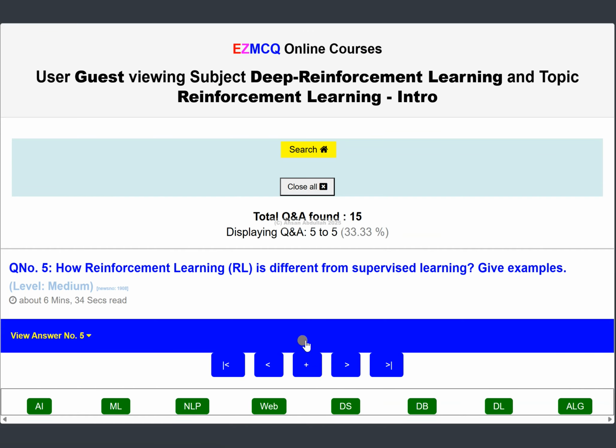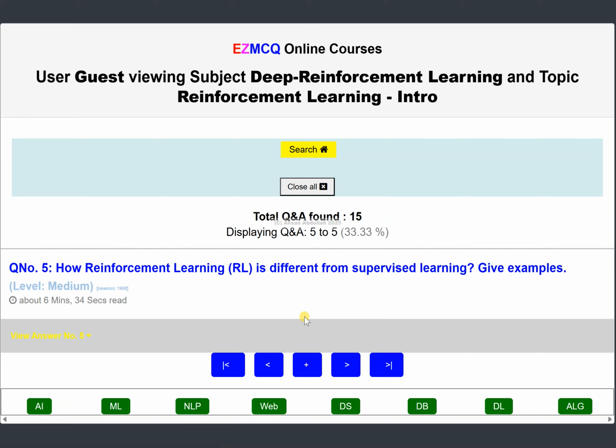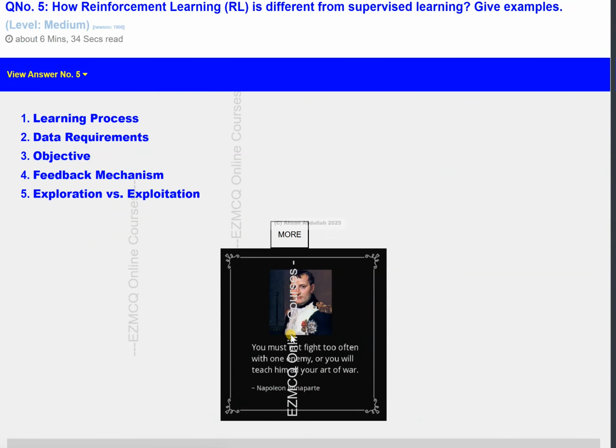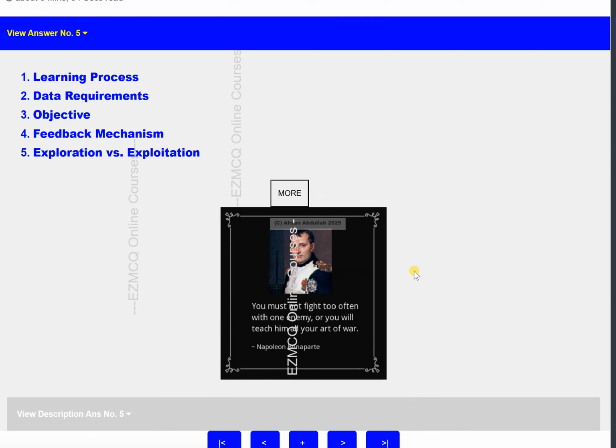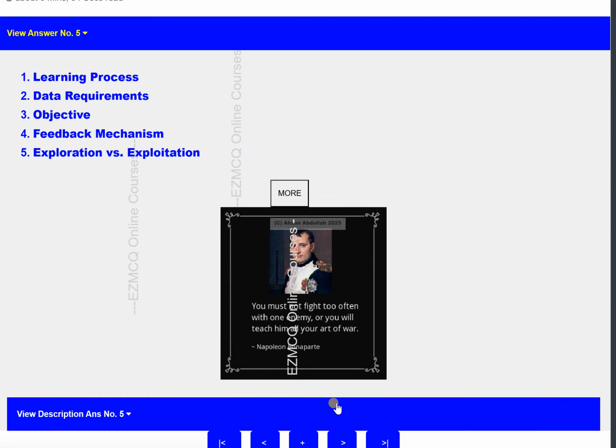So what is next? Now, how reinforcement learning is different from supervised learning. Give examples. So how they are different. Now, this is the classical quote from Napoleon Bonaparte. You must not fight too often with one enemy. You fight with your enemy, but not too often. Else, you will teach the enemy your art of war. So the enemy will learn how you fight. That's a classical example of reinforcement learning.